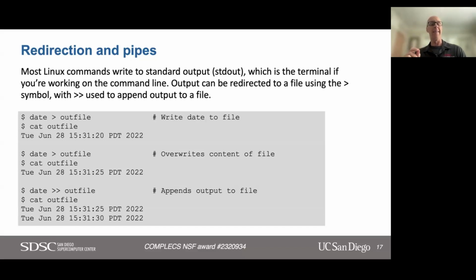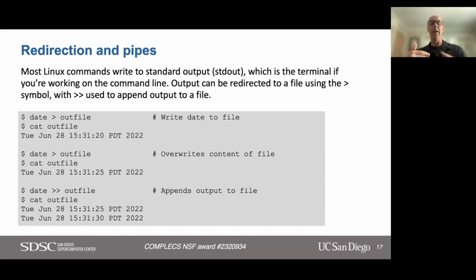Now, if I run that same command again with a single redirect symbol, date greater than outfile, and I concatenate the contents of the file, we'll see that it's been updated. The output has been overwritten, but if I use two greater than signs, we're going to see that output is appended. And I should add here that you can use the append option for files that don't yet exist.